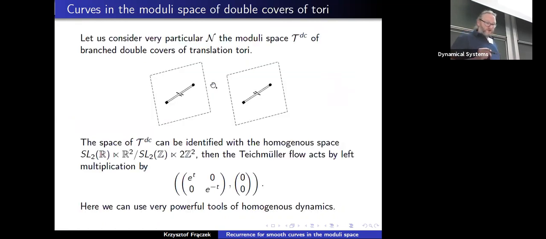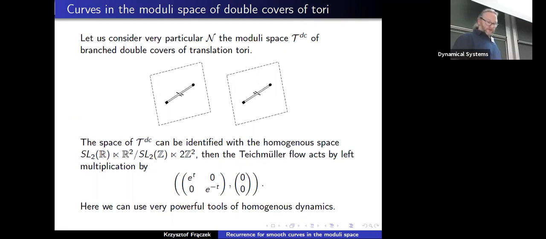And the first situation, the first restriction, is to the moduli space of so-called branched double covers of translation tori. This kind of translation surface appeared yesterday during the talk by Mark, and his tale was used exactly to describe dynamics on such kind of surfaces, and every such cover arises from two identical tori, which are glued along the same slit.